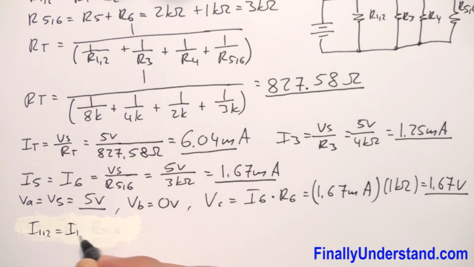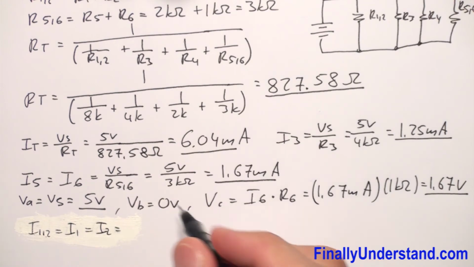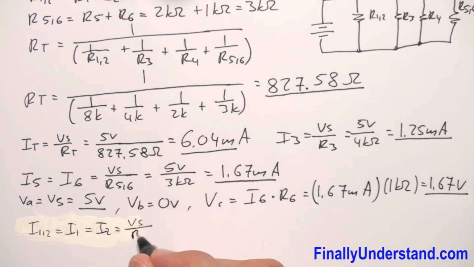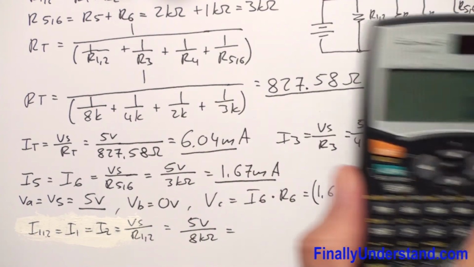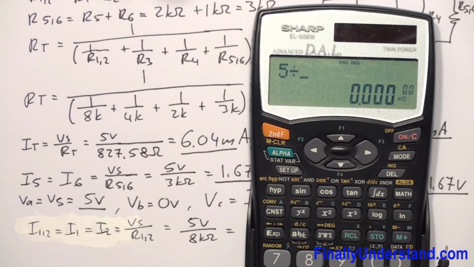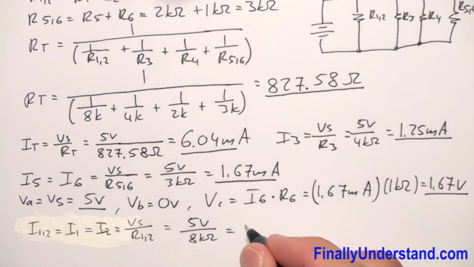I12 is equal to I1. This is also equal to I2. This is the voltage source over R12. The voltage source is equal to 5 volts over R12, 8 kilo ohms. So 5 divided by 8 times 10 to the power of 3 is equal to 625 microamps. So now we can find P2.